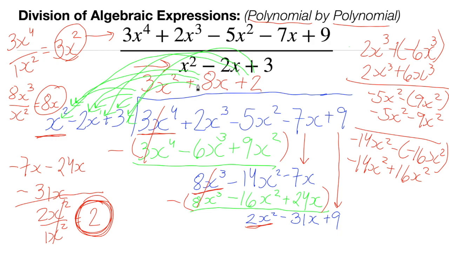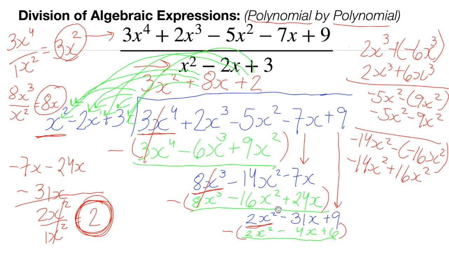Okay, and let's do the math. 2 times x squared is going to give us 2x squared. 2 times minus 2x is going to give us minus 4x. And 2 times 3 is practically 6. And that will be the time when we will subtract. Minus here.